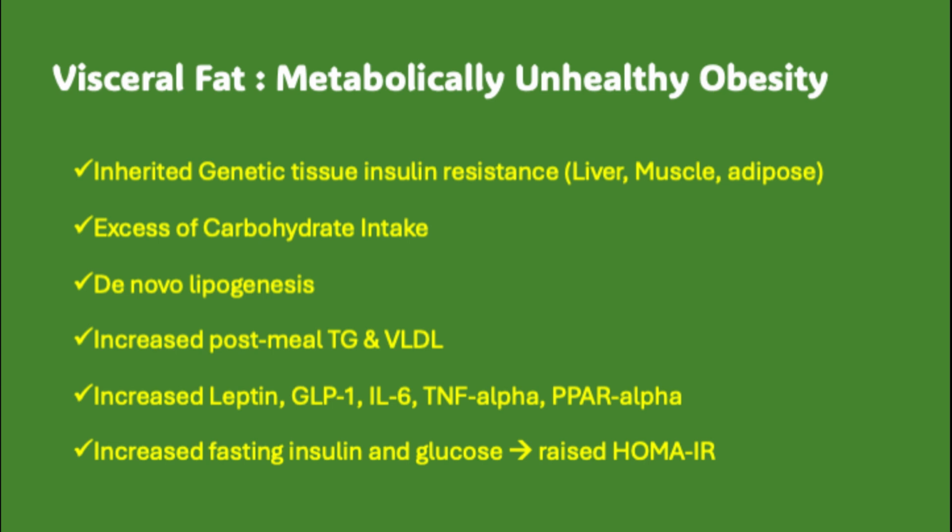Excess carbohydrate intake is a cause of acquired metabolically unhealthy obesity. De novo lipogenesis happens to be the most important thing which gives rise to endogenous obesity. So whenever we eat fatty substances, it goes and gets deposited in the subcutaneous fat, giving rise to healthy obesity. But when you take more carbohydrates, it will give rise to de novo lipogenesis, increased post-meal excursions of triglycerides and VLDL. It will cause increased leptin, GLP-1, IL-6, TNF-alpha and PPAR-alpha.